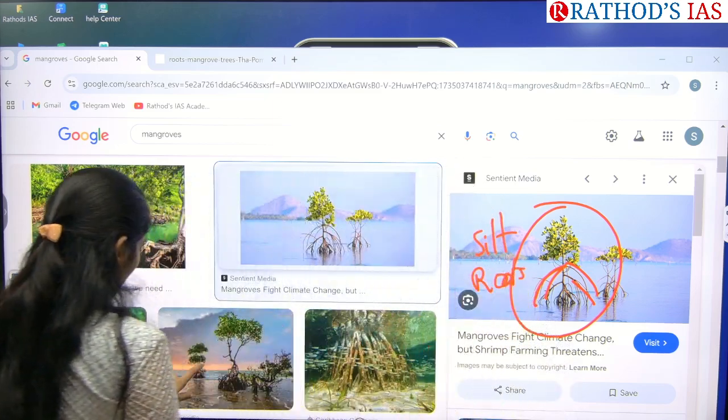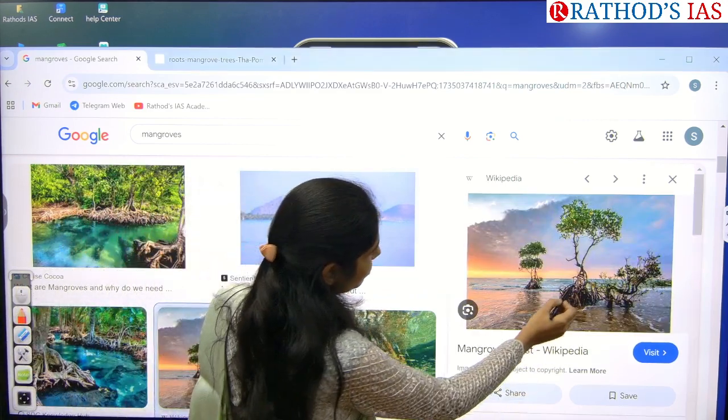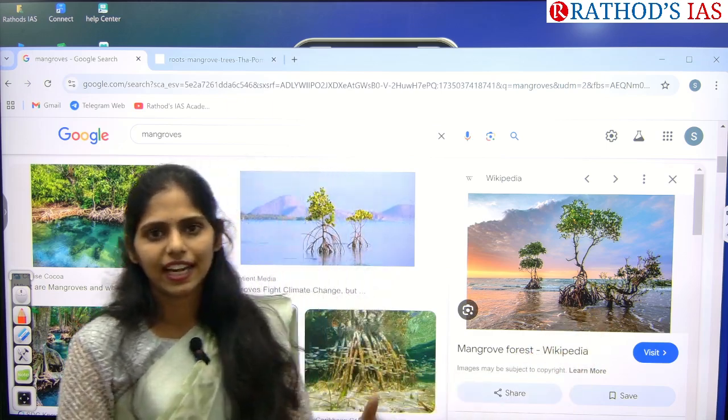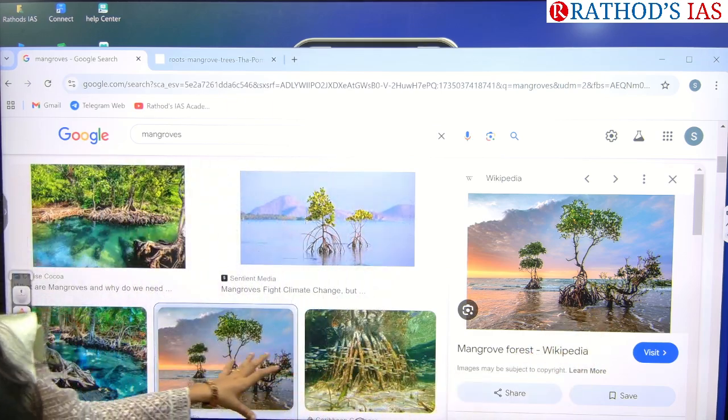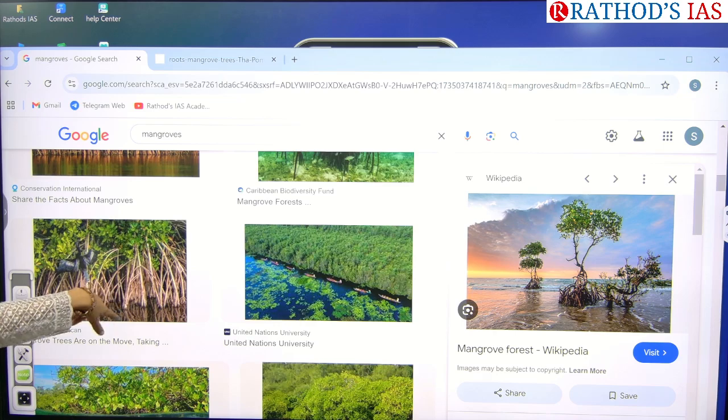Okay, so here also you can see that in this image. Here they will have stilt roots, which will be helpful for the plant to have balance and to protect the coast. Okay, you can see these are the stilt roots.